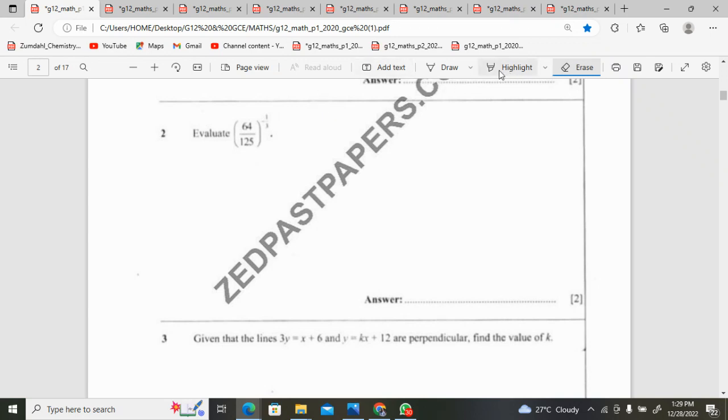On indices. The first one we want to work out is 64 divided by 125, raised to the power negative 1 over 3. When you've got a negative power, the first thing we should do is convert it into a positive power. So this is going to be equal to 1 over the whole of this thing. The 1 goes on top, and the other term goes down.